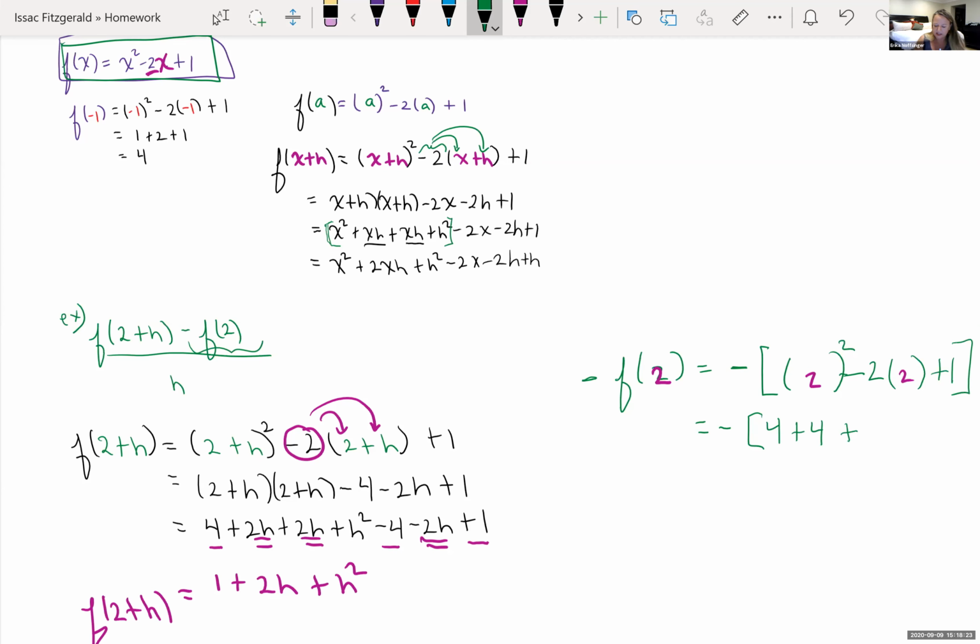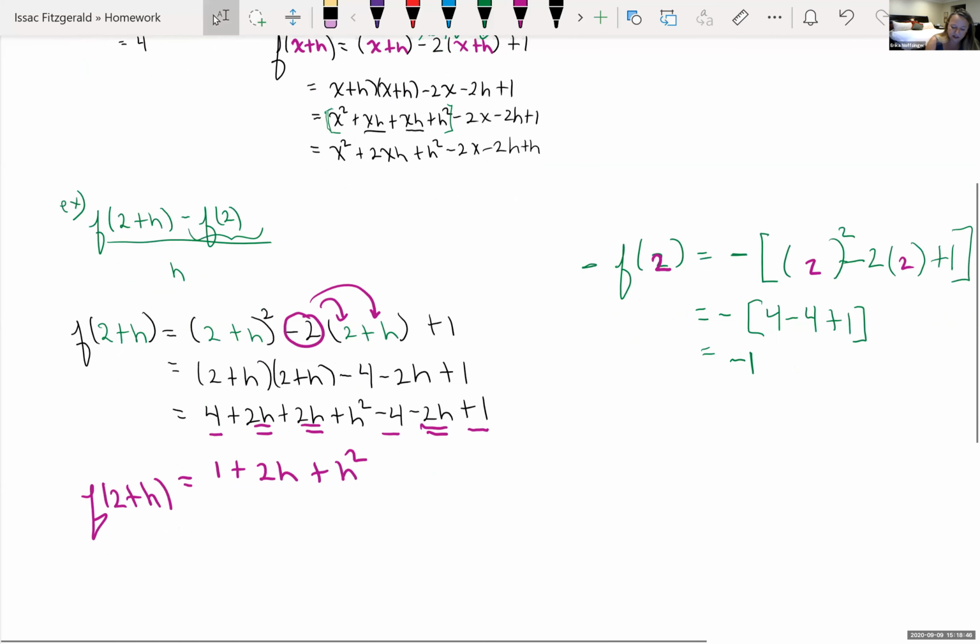Actually, sorry, that should have been 2 squared is 4, but negative 2 times 2 is minus 4, plus 1. I knew something was wrong looking at it. So simplify inside our parentheses. Negative 4 minus 4 cancels, plus 1. So we have a negative 1 here.